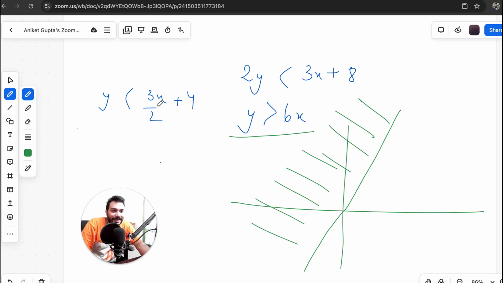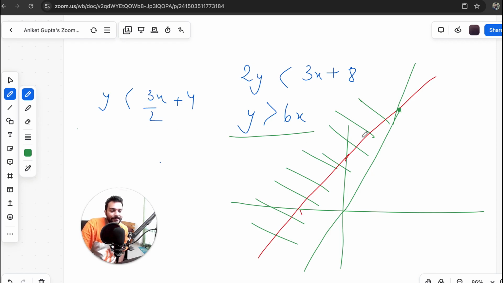Next, we sketch y less than 3x over 2 plus 4. So x is equal to 0, y is 4. It will come somewhere here. Okay, and y is equal to 0, x is equal to negative 8 over 3. So somewhere here, this curve is going to look like this. Okay, and if we extend our initial one, we can identify the point of intersection. There is this point of intersection.